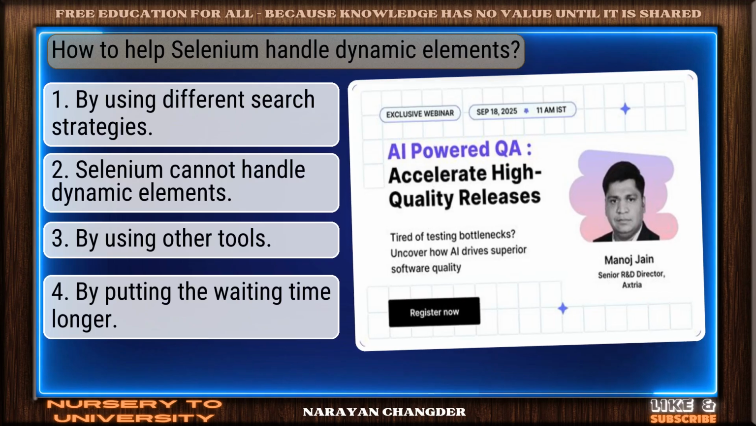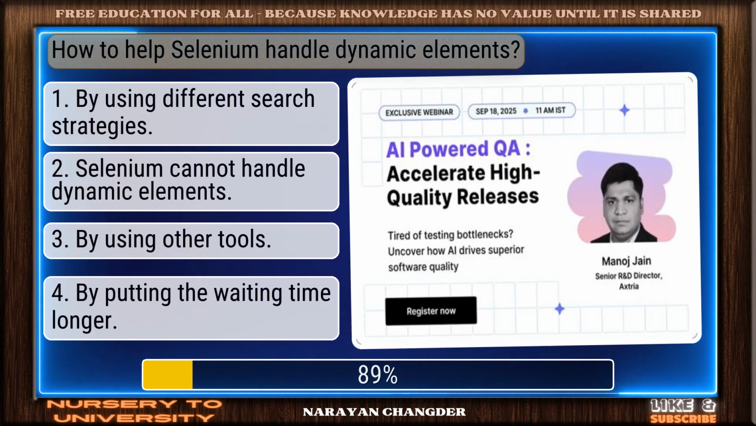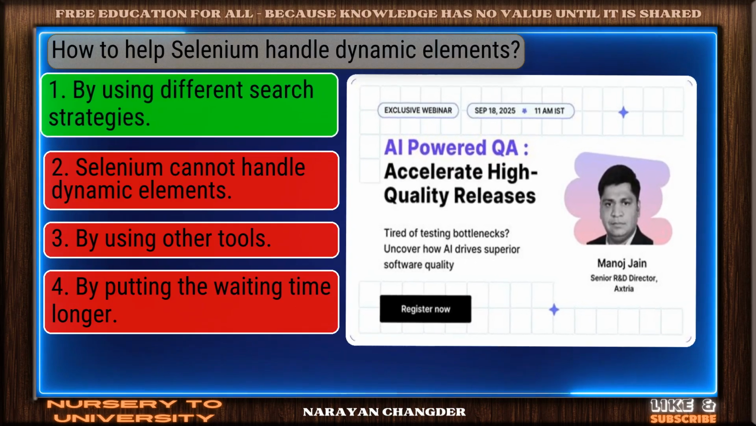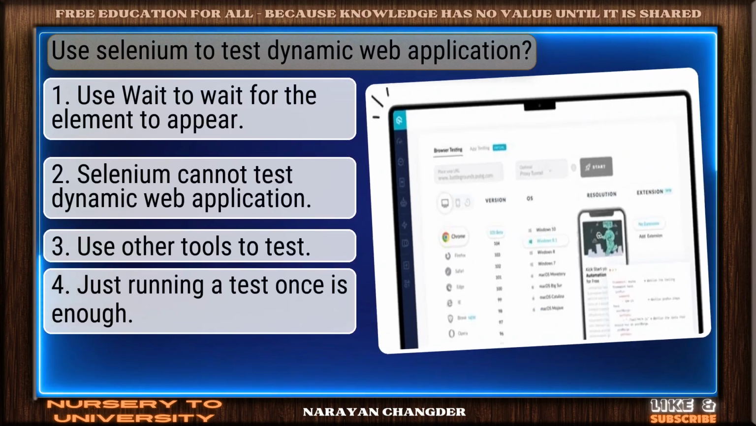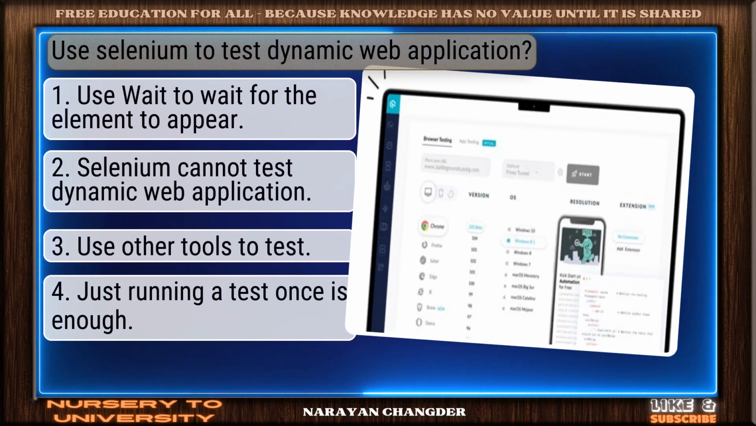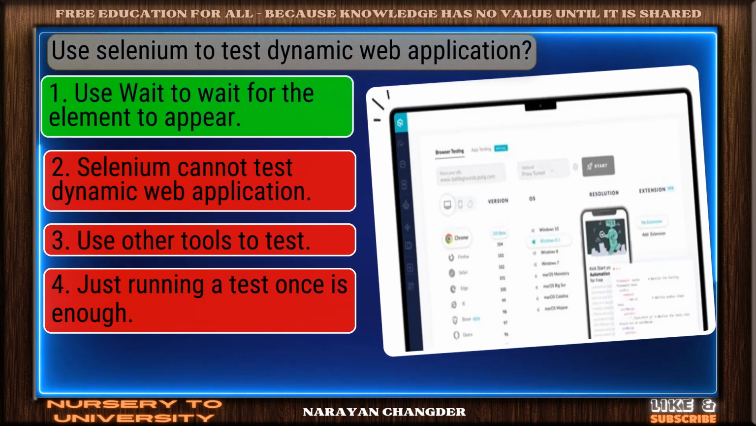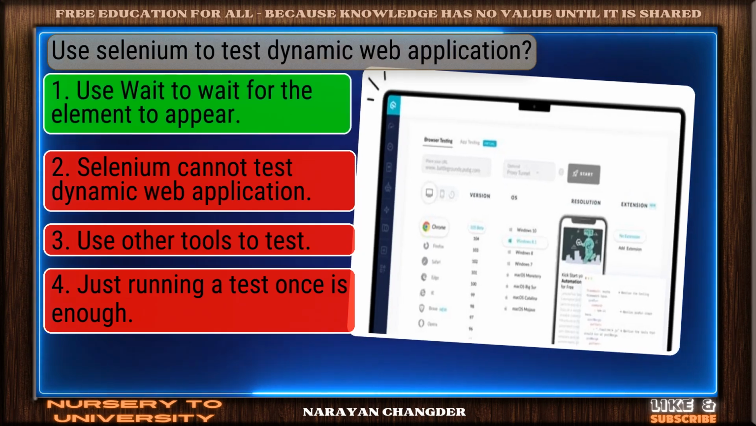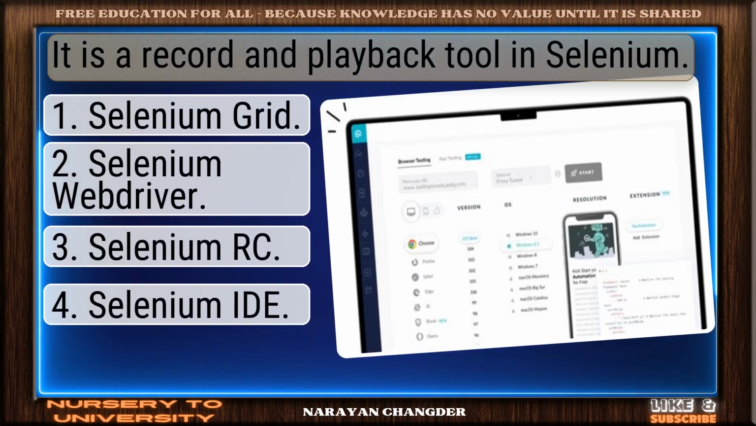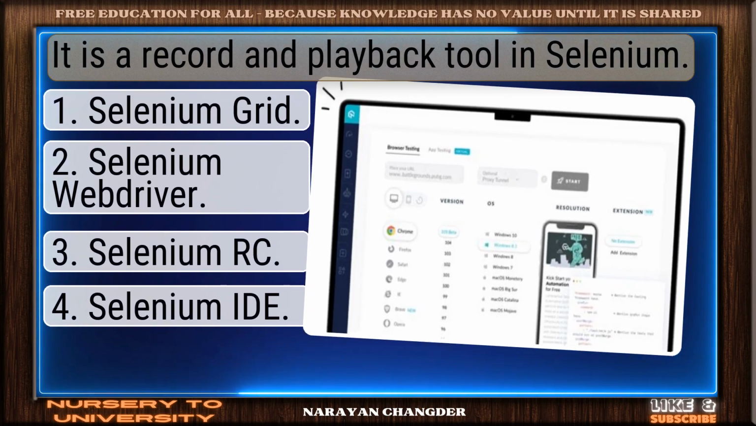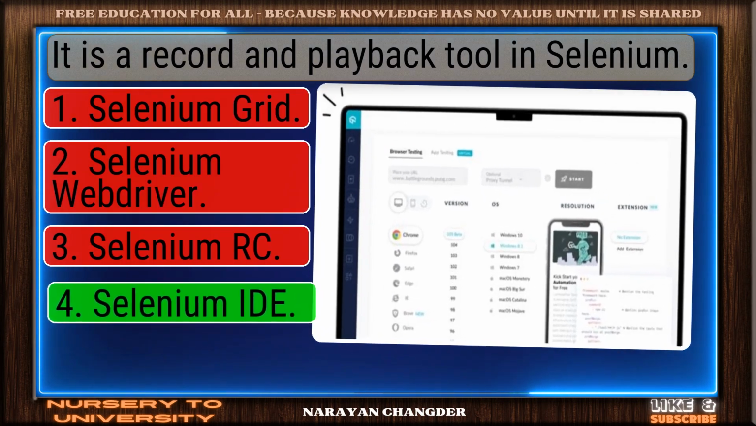Question number 46. How to help selenium handle dynamic elements? Great thinking. By using different search strategies is the right choice. Question number 47. Use Selenium to test dynamic web application. Correct response. Use wait to wait for the element to appear is the most accurate answer. Question number 48. It is a record and playback tool in Selenium. Right choice. Seleniumide is the best answer.